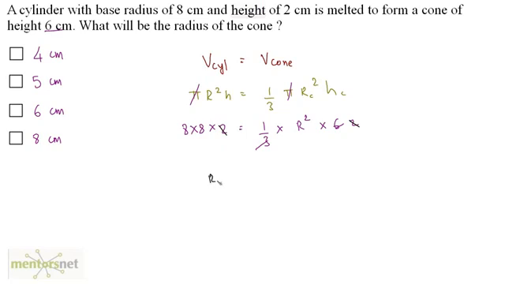We have r square equal to 8 times 8, so r square is equal to 8 square. So I can say r is equal to 8 centimeter. So the radius is 8 centimeter. That is option D.